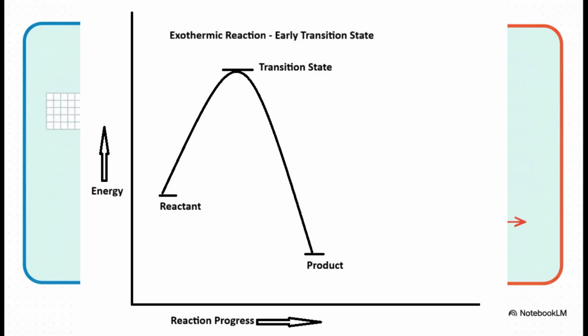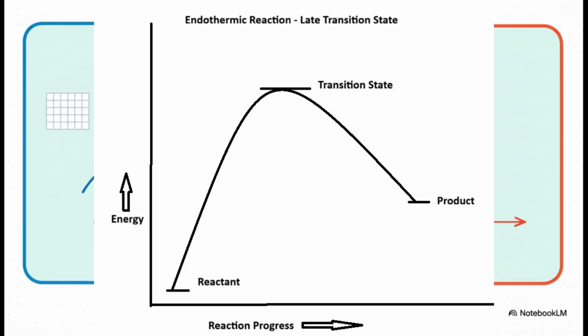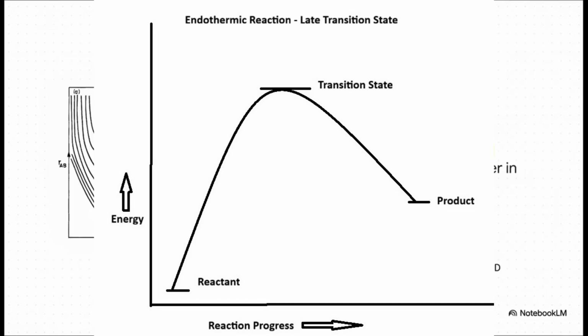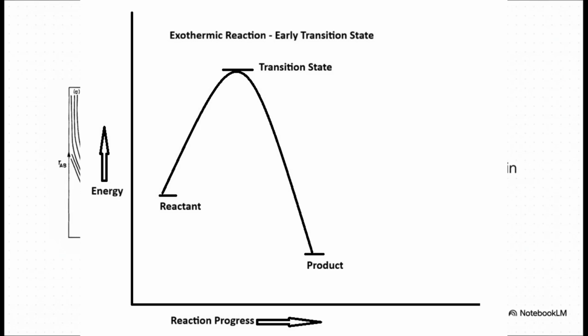The exact opposite is true for an endothermic or uphill reaction, which gives us a late transition state that looks a lot more like the products. Let's look at this visually. Here's that first case, the exothermic or downhill reaction. You can see it clear as day. The peak of that energy curve is much closer in height to the starting point.